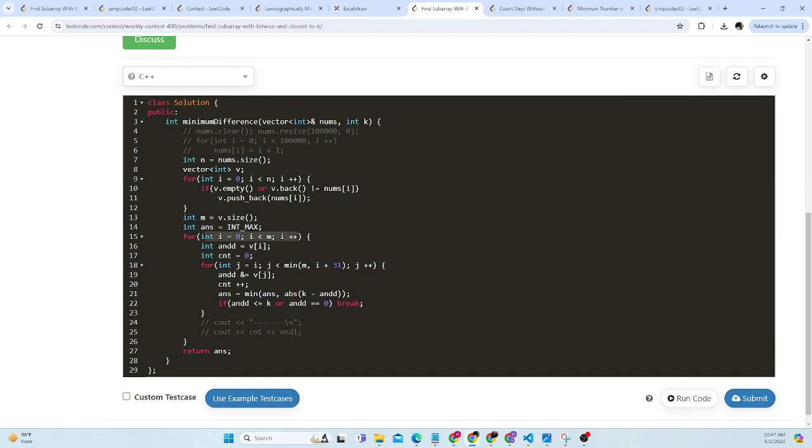for each element, we will just go for 30 elements plus from the current I. From the current I, we'll go to 30 plus elements, because after 31 elements, the bitwise AND is guaranteed to become 0.